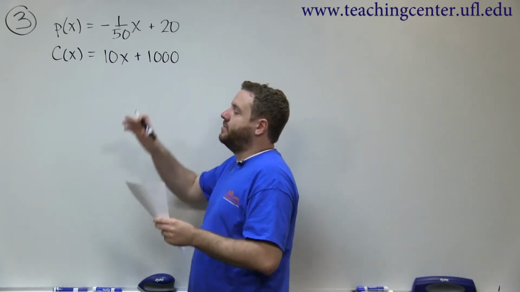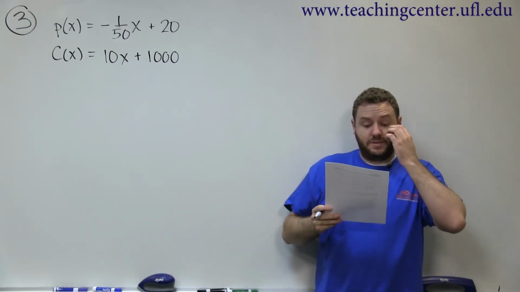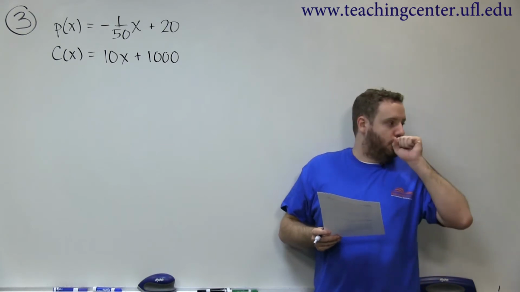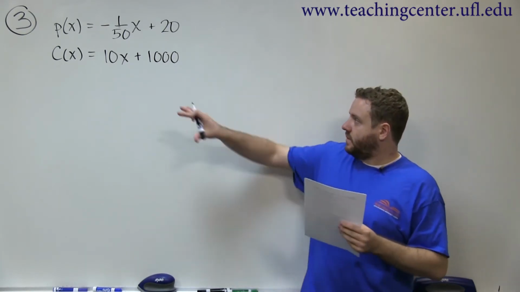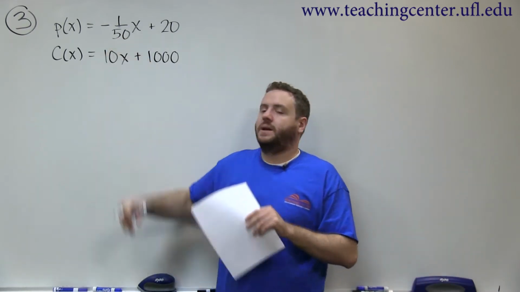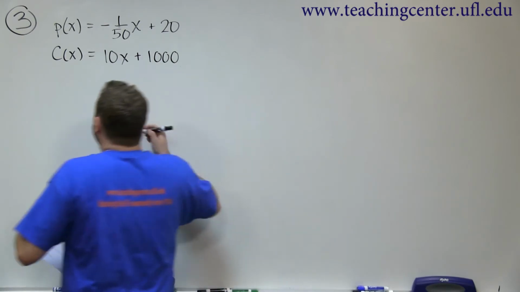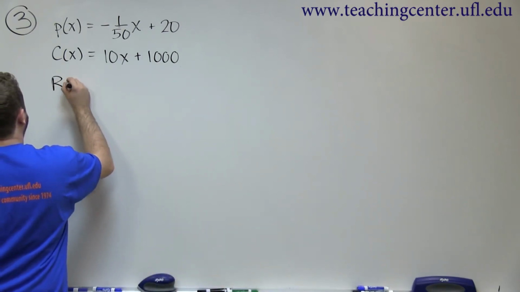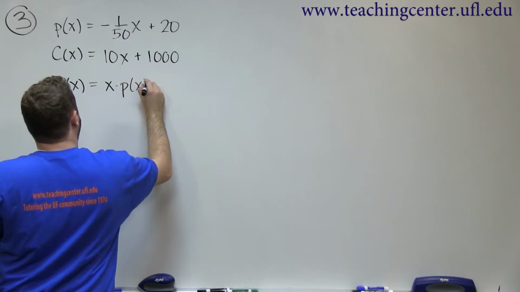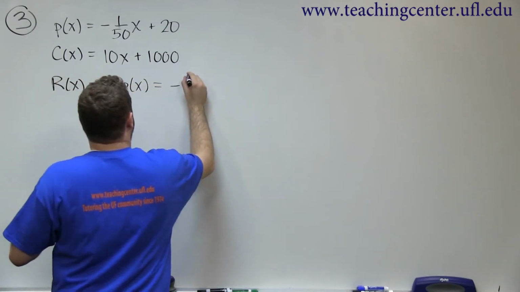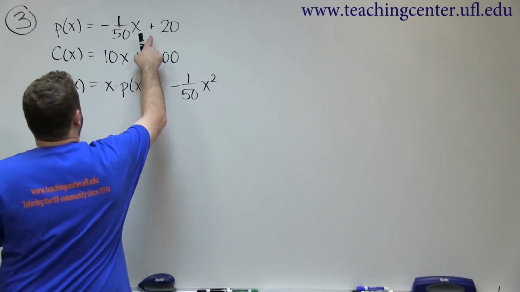So we have price and we have cost. And our objective in letter A is to find the profit. Profit is revenue minus cost. We have cost. Revenue we can get from multiplying price or demand times x. So our revenue function, which is x times p of x, would be negative 1 over 50 x squared plus 20x.